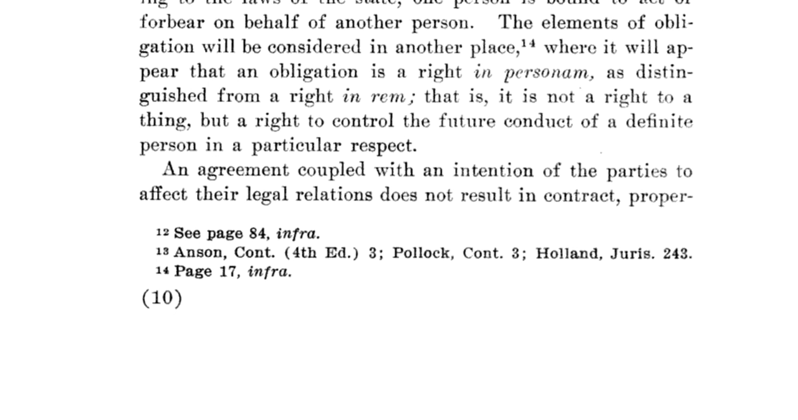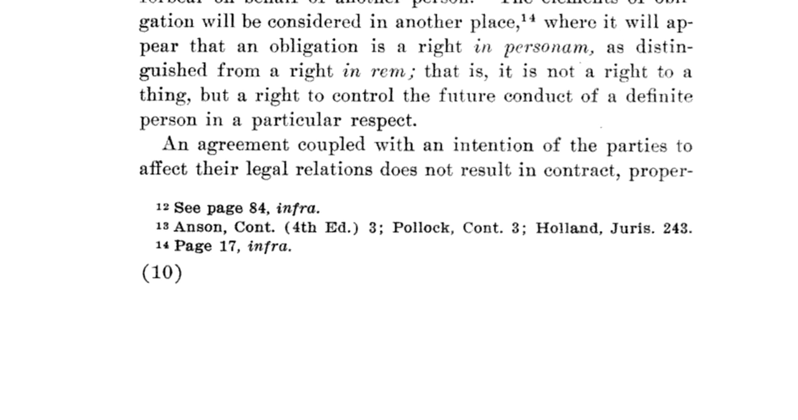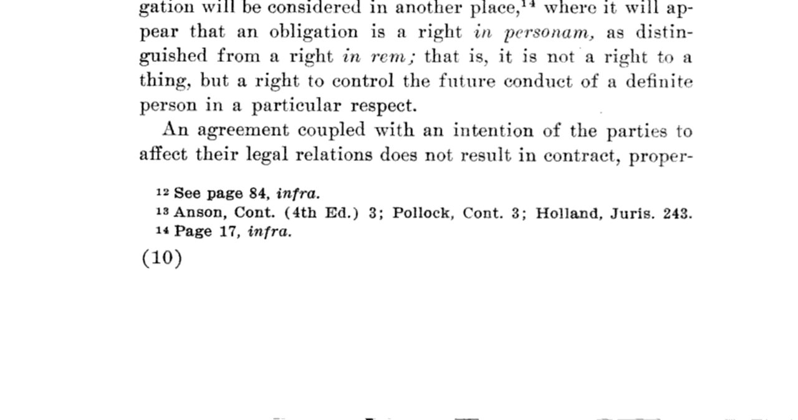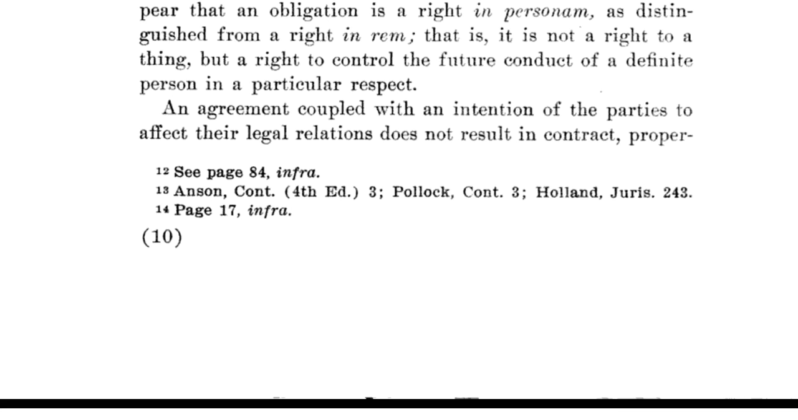But let's continue. The elements of obligations will be considered in another place, where it will appear that an obligation is a right in personam, as distinguished from a right in rem. That is, it is not a right to a thing, but a right to control the future conduct of a definite person in a particular respect. So are they not trying to control the people who are on child support? Yes, they are. They're trying to control your conduct by forcing you to work and forcing you to do all types of other nonsense because they feel as though they created the contract.